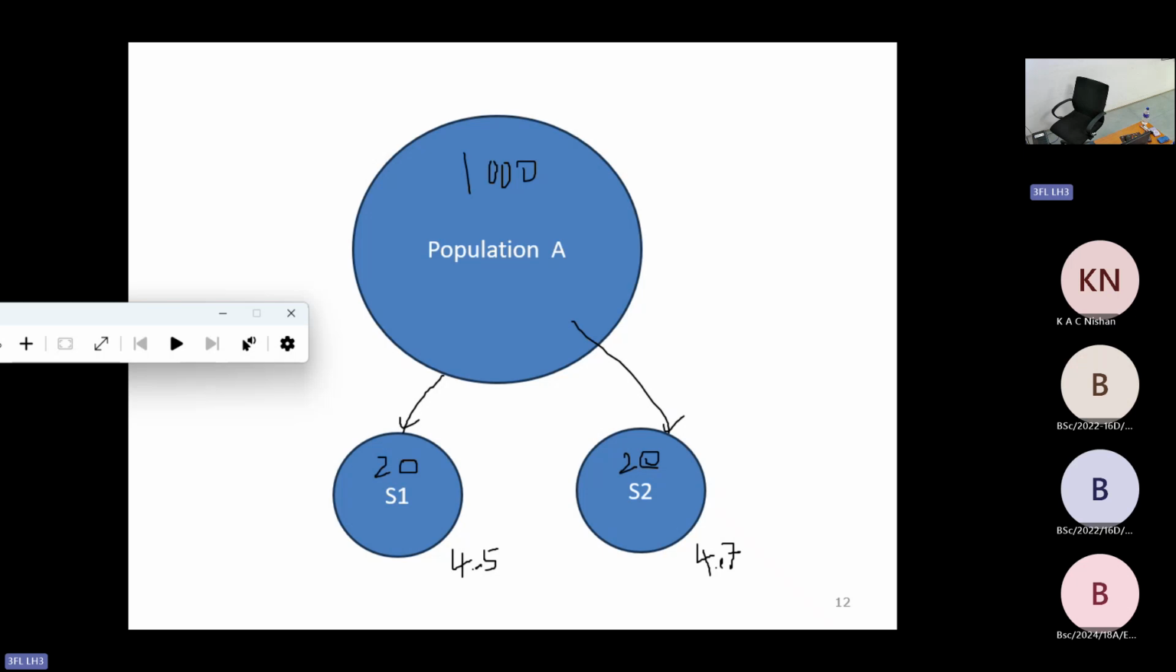Say the average number of mistakes is 4.5 and 4.7, for an example. Is there a drastic difference between those two? No. Because they come from the same population.